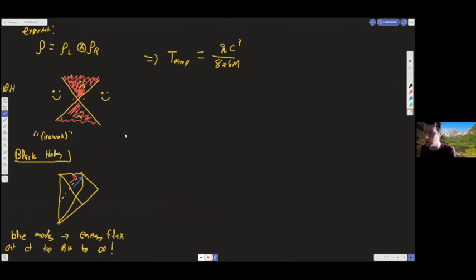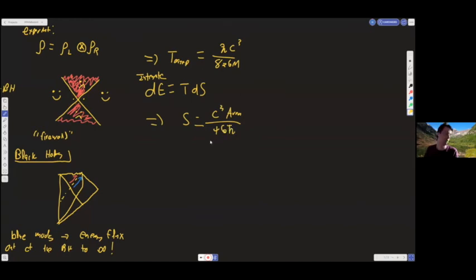So good. Let's spend the last 15 minutes thinking about the consequences of this formula. One immediate thing is that we can integrate, right? We can use dE equals TdS. Last time I ran this logic the other way, but this is the way that the logic actually runs. So we can integrate this formula to tell us that S equals c cubed area over 4G h-bar. So we can immediately get the Bekenstein-Hawking formula once we have a formula for the temperature as a function of the energy.